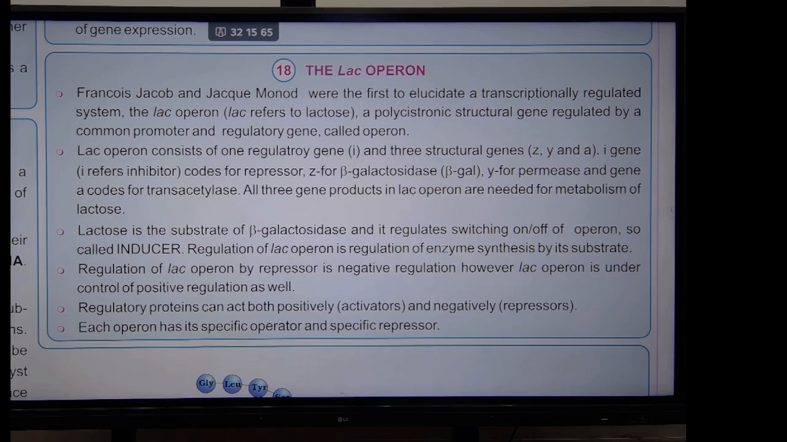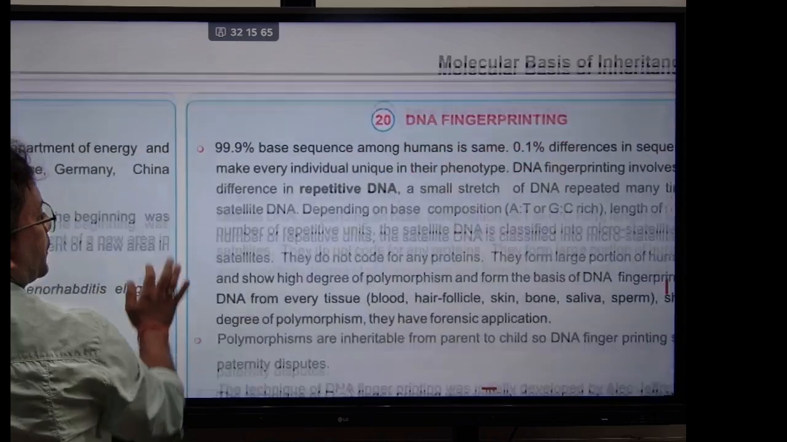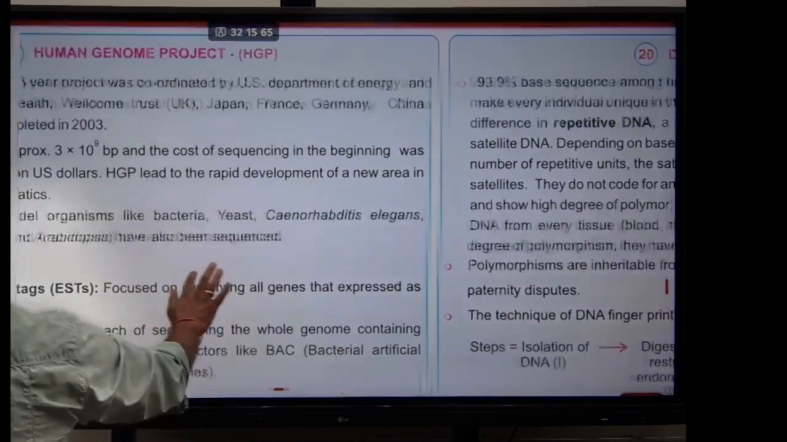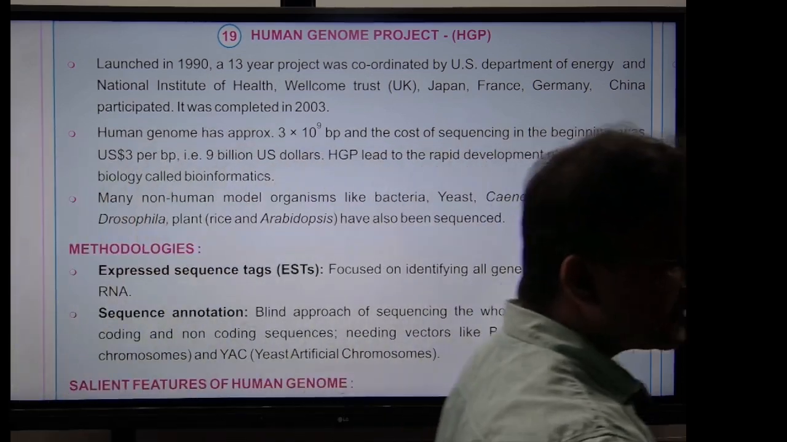Now, the last part here, which I have to explain later, but I will see. Two topics are there. One is the Human Genome Project. What is the other one, guys?